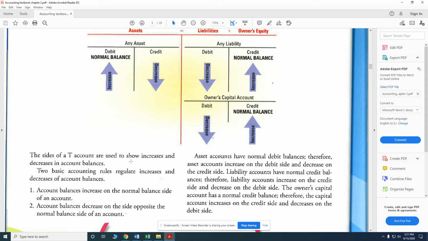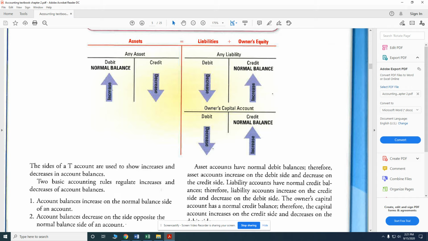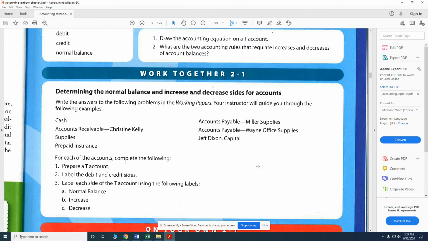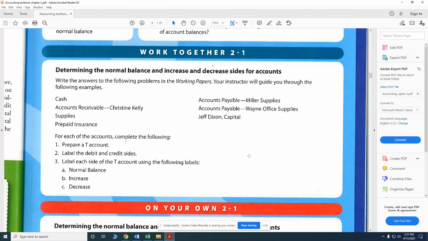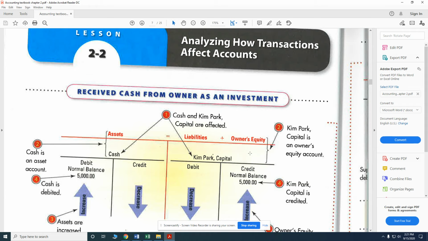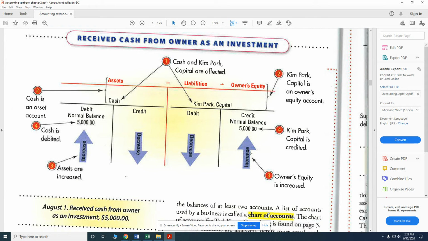So as I said already, you will see any asset is increased with a debit and decreased with the credit. And again, it's opposite on the right side. So we're going to skip the work together. And on your own, we're going to go on to analyzing how transactions affect accounts.